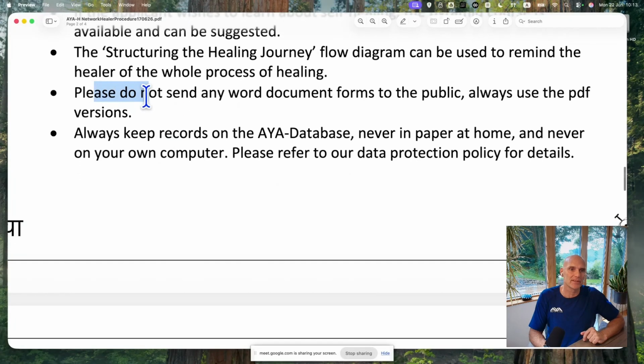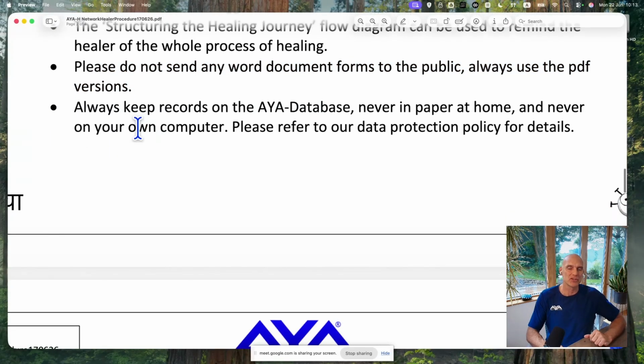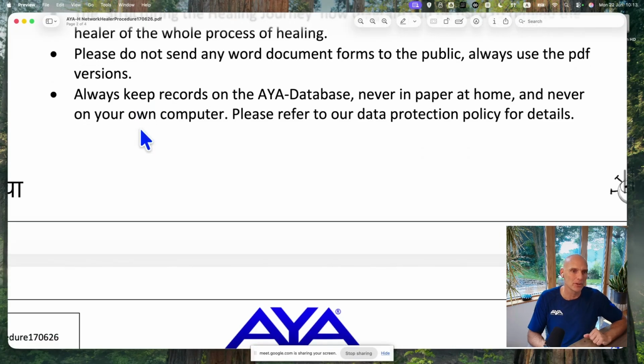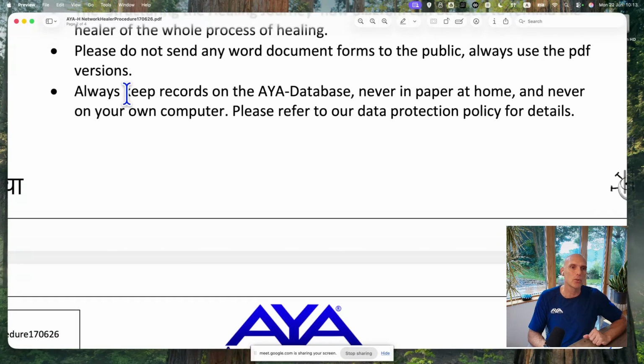A couple of points, admin points. Please don't send any Word document forms to the public. Always use the PDF versions. That's just a professional way of communicating with PDF documents. And also always keep records on the Aya database. Never on paper at home and never on your computer. And that's part of our data protection policy, which is a legal requirement for data protection now. So we have to be very careful about where we store people's data. So it's all on the Aya database.